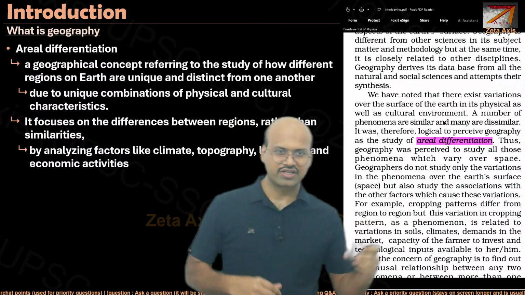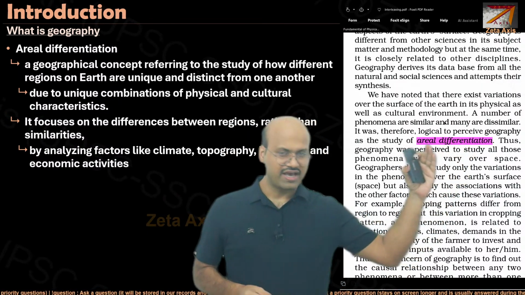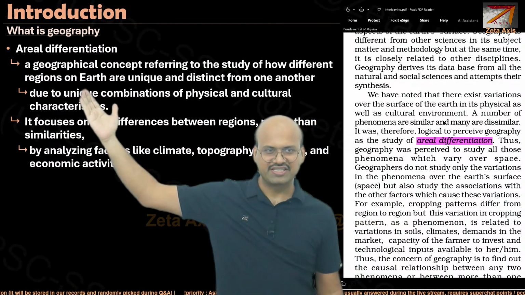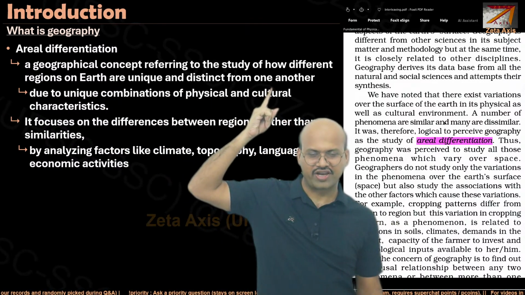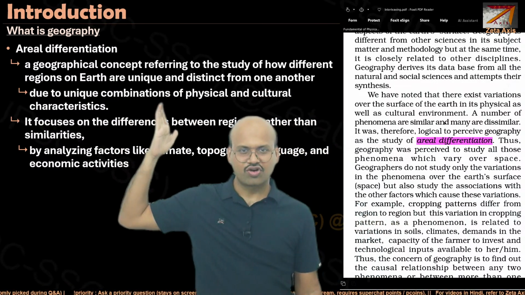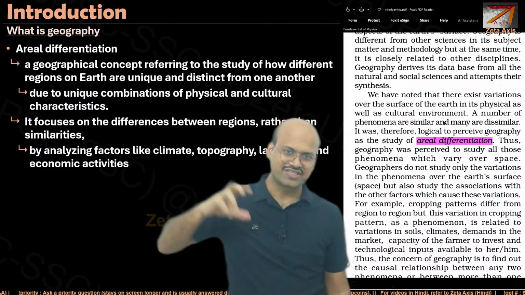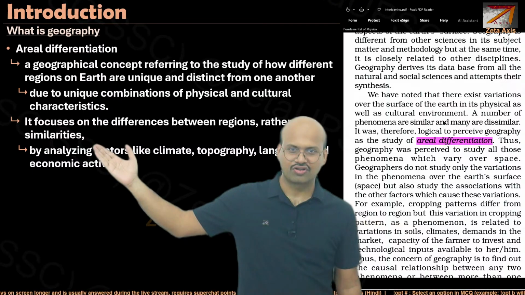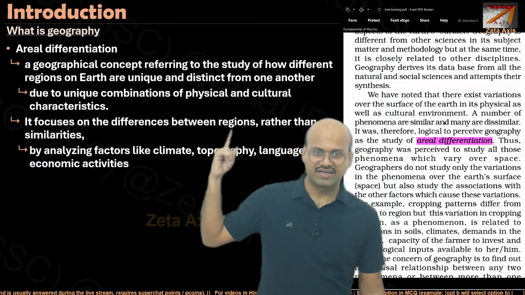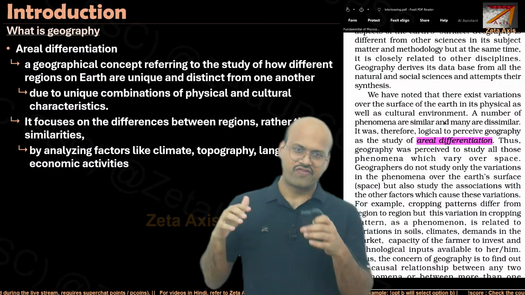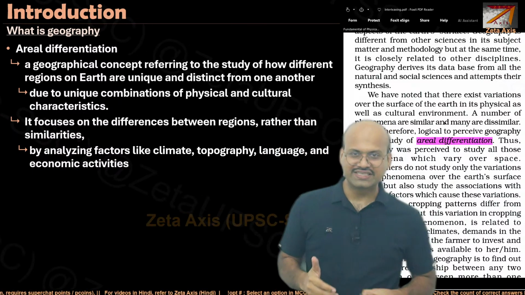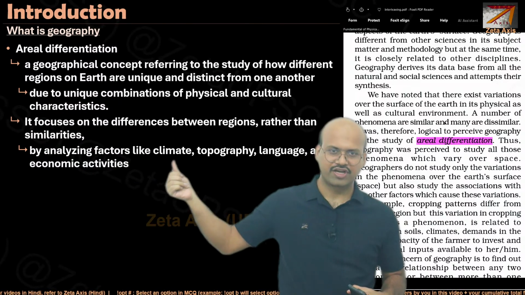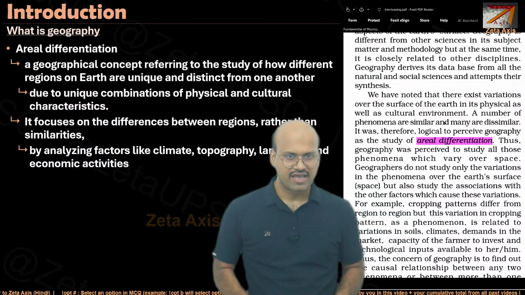So here we first understand what this areal differentiation is. Areal differentiation basically means a geographical concept referring to the study of how different regions on Earth are unique and distinct from one another due to unique combinations of physical and cultural characteristics. So in this, we study the physical and cultural characteristics of each region and try to understand how they are different. It focuses on the differences between regions rather than similarities. So here we are trying to find how each region is different from another region by analyzing factors like climate, topography, language, and economic activities.